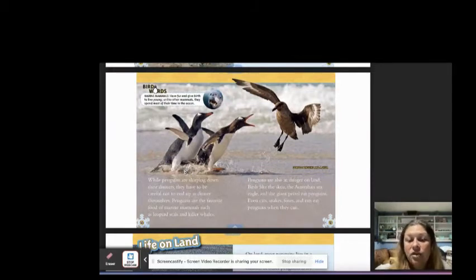Penguins are also in danger on land. Birds like the skua, the Australian sea eagle, and the giant petrel eat penguins. Even cats, snakes, foxes, and rats eat penguins when they can. Wow, that's a lot of predators to look out for. But as you look on the picture, there's a skua trying to get at the penguins. And then they provided a picture of a leopard seal, so you can see what that looks like. All right, so again, the photograph gives you a visual of the information that the author is trying to portray.